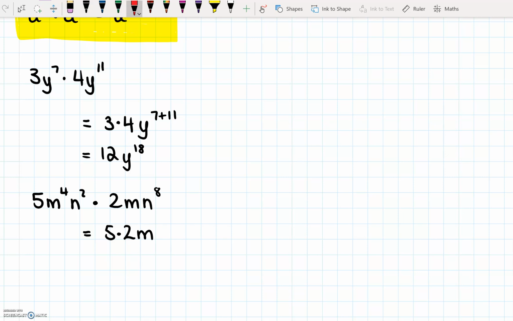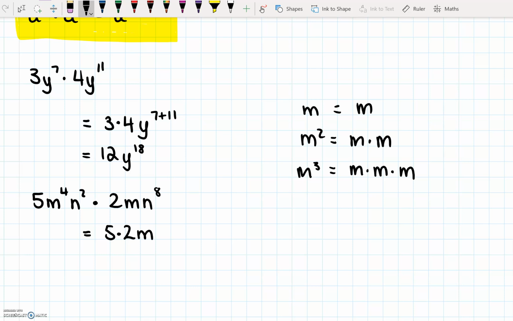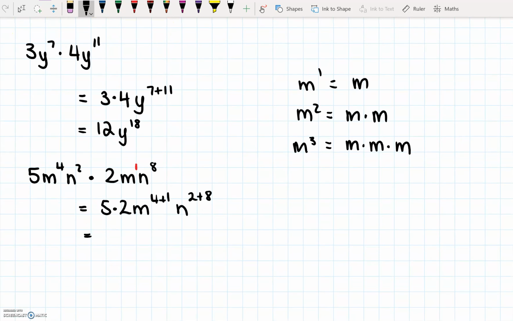Now when we have m over here like this, okay, remember that m squared is m times m. M cubed is m times m times m, etc. Okay, if we go up here and we just have m by itself, what do you think that's going to be? Okay, that's actually m to the power of 1. Okay, so you need to make sure you remember that there's really a secret 1 here that we don't write. Okay, you might be noticing by now we leave a lot of those 1s out. So this is 5 times 2, m to the power of 4 plus 1, n to the power of 2 plus 8. Okay, so now 5 times 2 is 10, m to the power of 5, n to the power of 10.